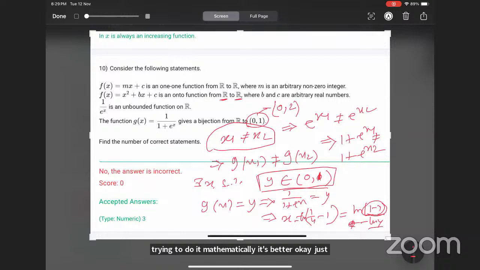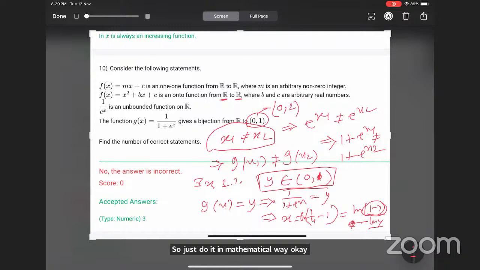So if you want to draw the graph, you have to check the points. Then you have to think about how the graph should be. Then you can draw the graph maybe after half an hour. So you don't have that much time to spend on a single option, no? So just do it in a mathematical way. In the mathematical way, it's too easy.